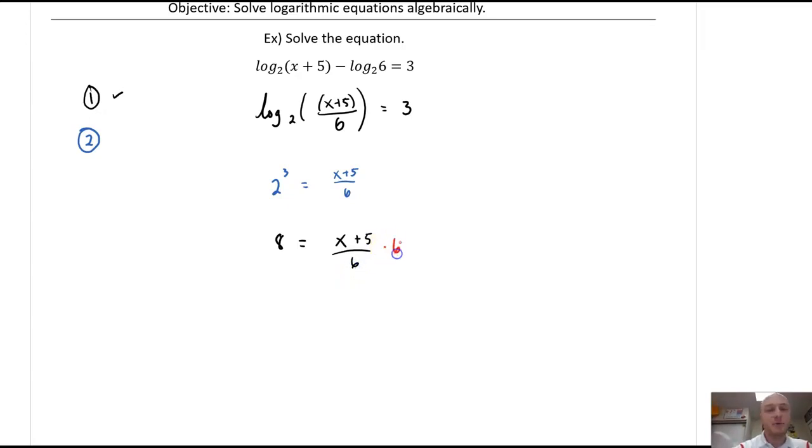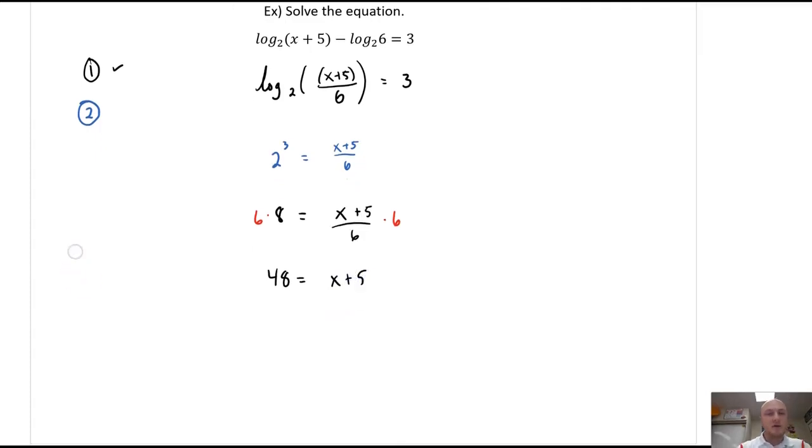So we'll go ahead and multiply both sides by 6. We get 48 is equal to x plus 5. And I'll go ahead and subtract 5 on each side to give us our solution. x is equal to 43. There you go. Okay, we do have to check. So that was step 3 using algebra.